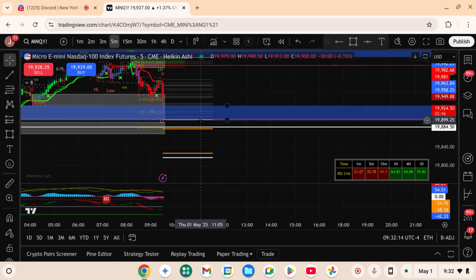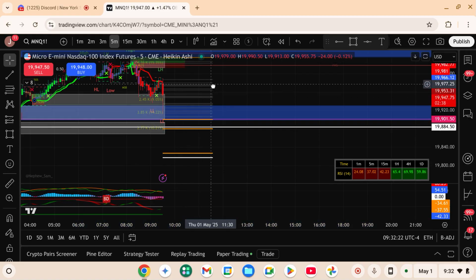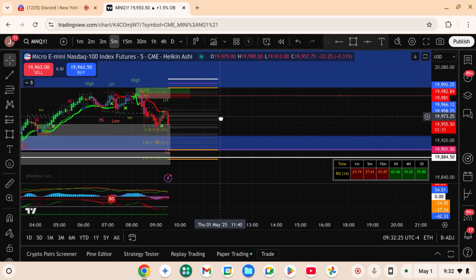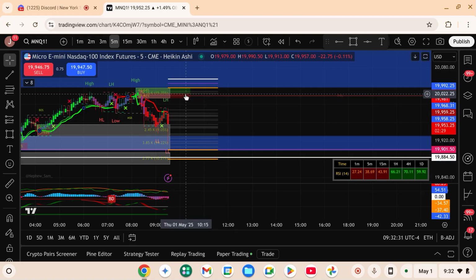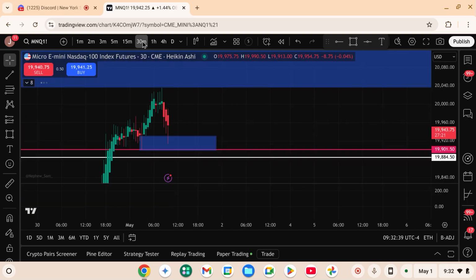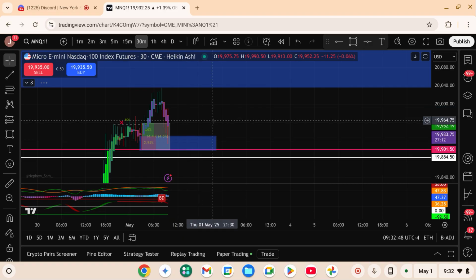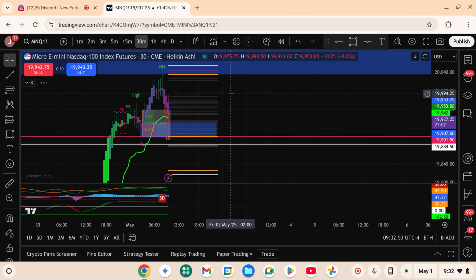We need a break from this and this before I would take a short. Let's see, the half hour. That looks bearish. 4 hour is like hella bearish, though.